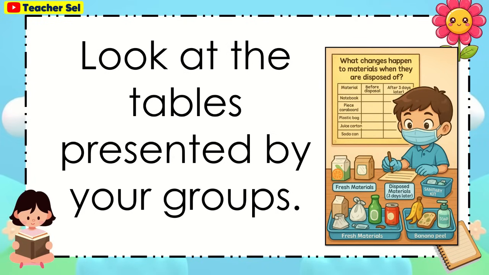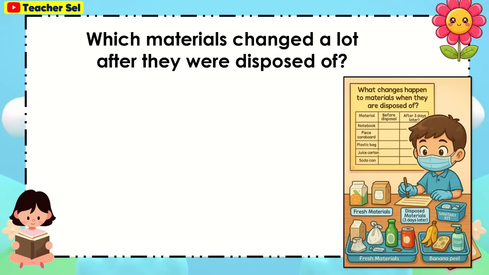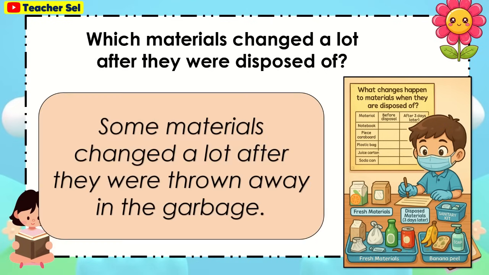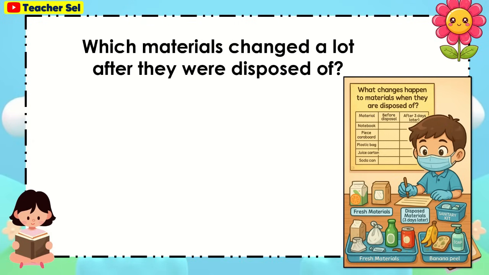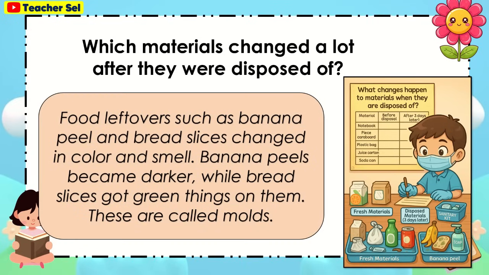Look at the tables presented by your groups. Which materials change a lot after they were disposed of? Some materials change a lot after they were thrown away in the garbage. Food leftovers such as banana peel and bread slices change in color and smell. Banana peels became darker, while bread slices got green things on them. These are called molds.